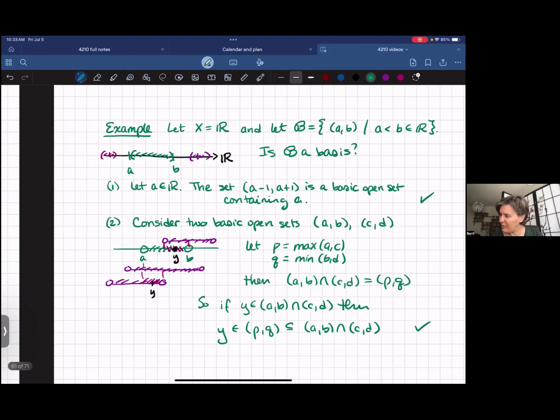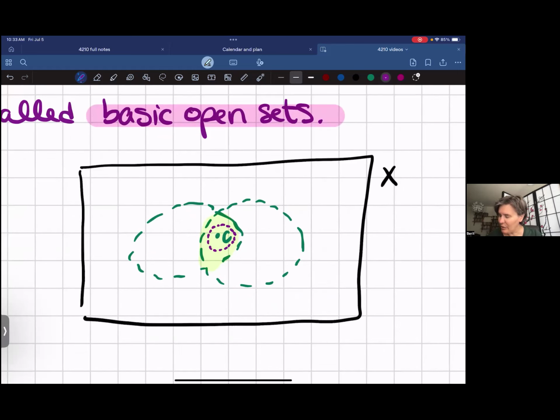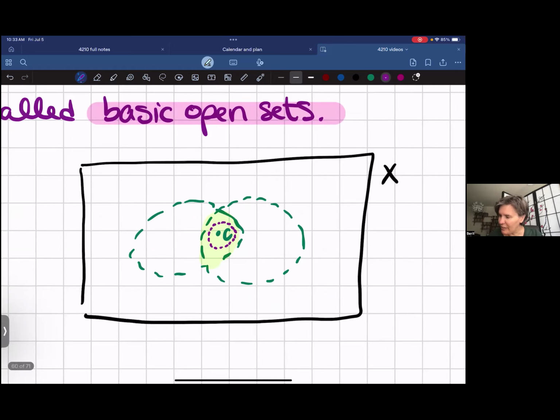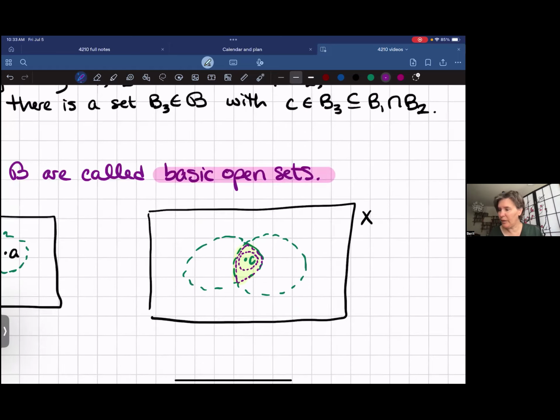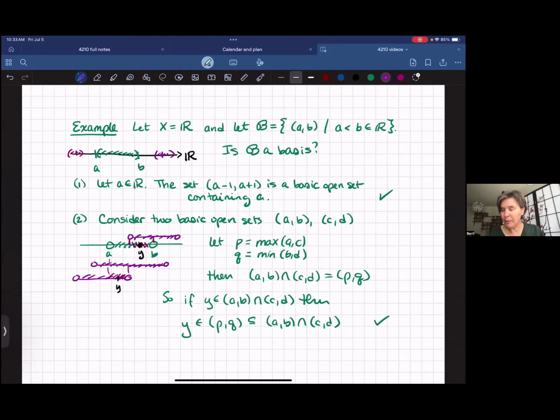So if I go back to my previous picture, it's like the third set that I drew here, if that third set was actually just the intersection itself, that's one thing that could happen, and that did happen in this example. Okay. So that is the definition of a basis, and then the example of this collection of all open intervals on the reals.